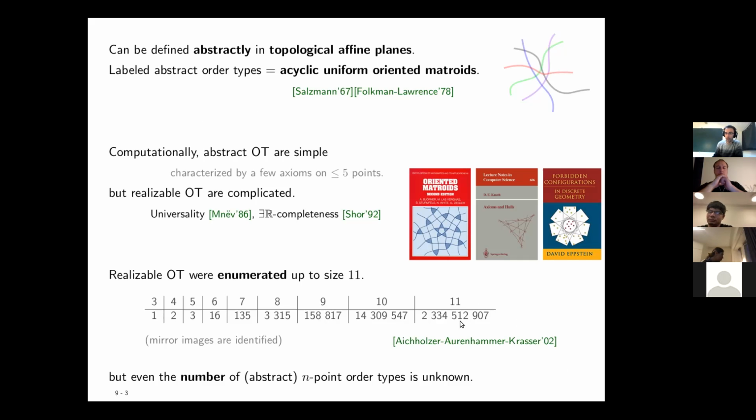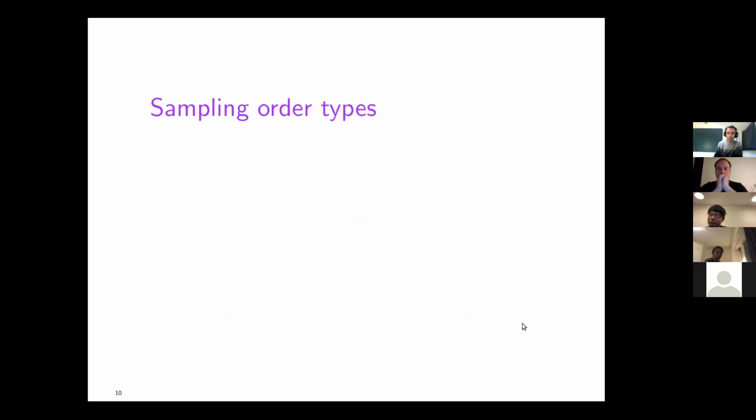In particular, you can see here that the number grows faster than exponentially. So the number of order types of size 12 is probably very, very large. And although here we have a complete tabulation of all the order types up to size 11, it looks like this cannot go on for a long time. If you're interested in order types of size 15, presumably we're not anytime soon going to give you a complete list. So it would make a lot of sense to be able to sample this space of structures, and this is what I'm going to talk about now.